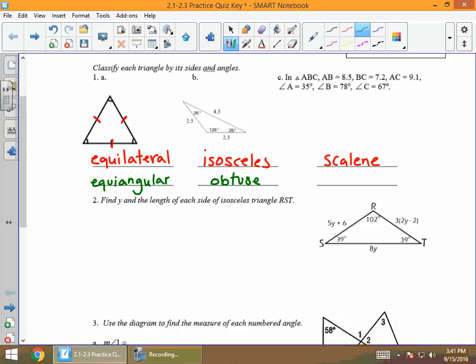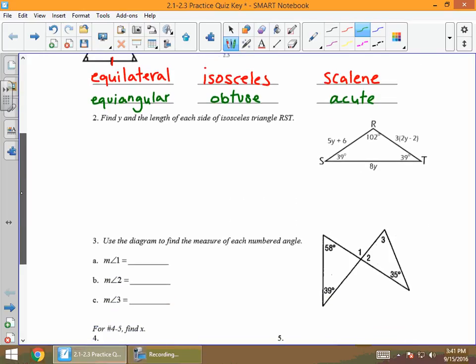And in C, angle A is 35, which is acute, 78 is acute, 67 is acute, so they are all acute angles. That is an acute triangle. The one that we did not use there is a right. If one of them would have been 90 degrees, we could have called it a right triangle.